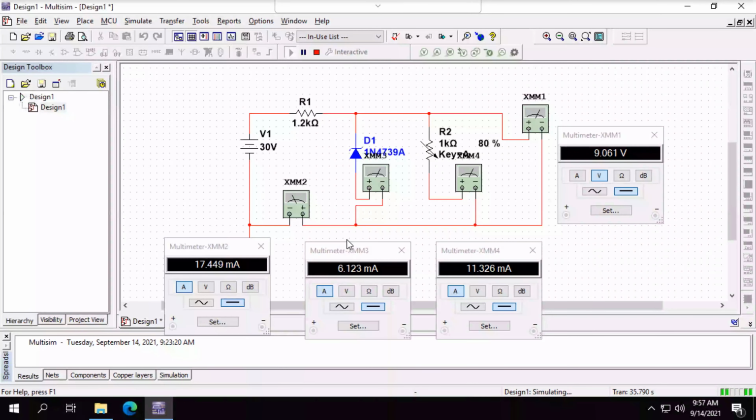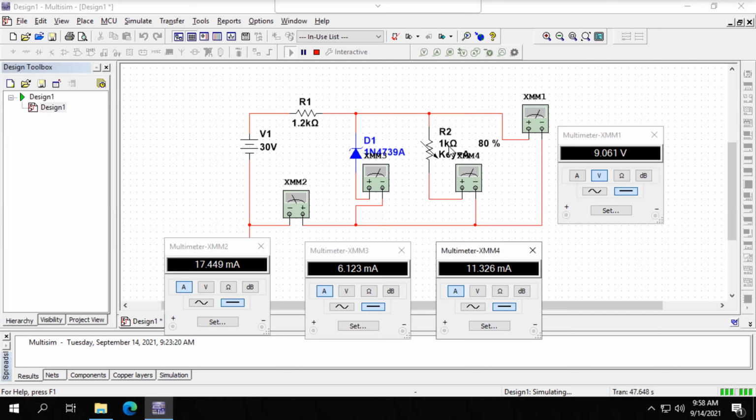What did happen though is that the diode current used to be 8, I think, and this one was 9. So the diode current decreased by about 2 milliamps and the load current increased by about 2 milliamps. Of course, the load voltage didn't really change much. I think it was 9.059 or something before, and now it's 9.061. So the Zener diode is doing its job and maintaining a steady voltage across those 2 points. We got very little change in voltage, but the current through the diode did change and the current through the resistor did change.